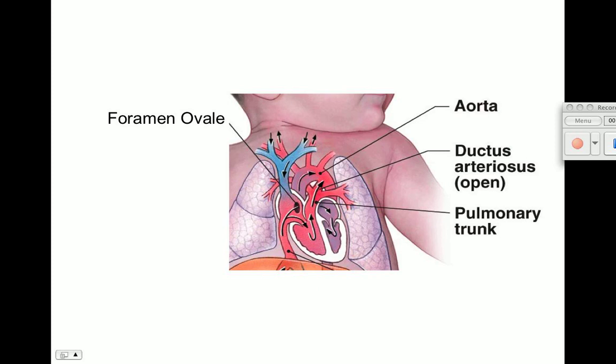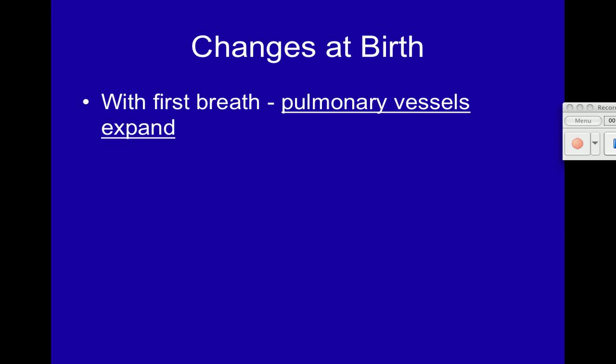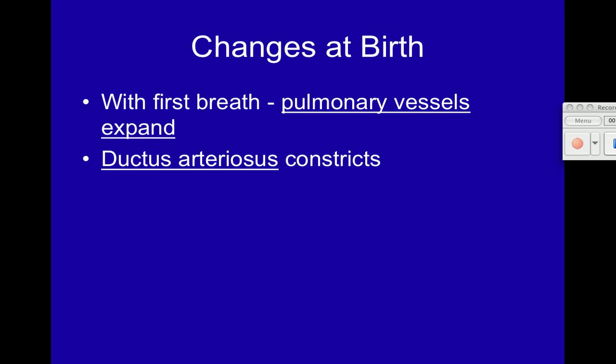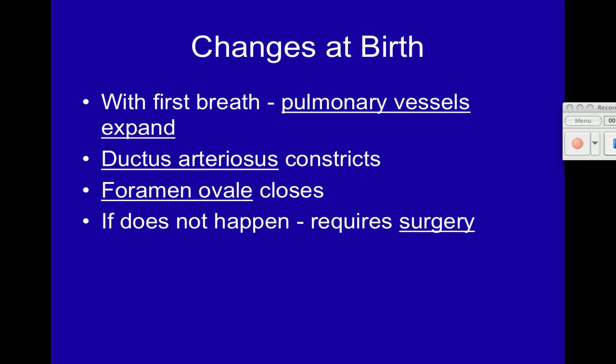Now, once you are born and you actually take your first breath, this starts to change. With the first breath, the pulmonary vessels do expand, so they actually take on some of that blood volume that was tied up with the blood circulation to and from the placenta. These are the two important changes, though, that happen in terms of the heart and the surrounding areas. That ductus arteriosus actually constricts down, and it becomes a new structure. It's called the ligamentum arteriosum. In addition, the foramen ovale closes. If this does not happen within a few days of birth, it does require some surgery.